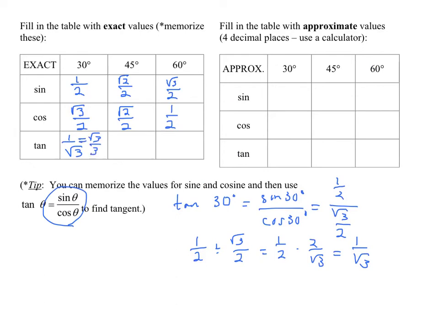Now you're like, why can't I just write the triangle and do it? Absolutely. The tangent of 45 is 1. And now let's figure out the tangent of 60. The tangent of 60 is the sine of 60 over the cosine of 60, which is equal to square root of 3 over 2 over 1/2. And when you do the math on that, you'll end up with square root of 3 over 1, or square root of 3.